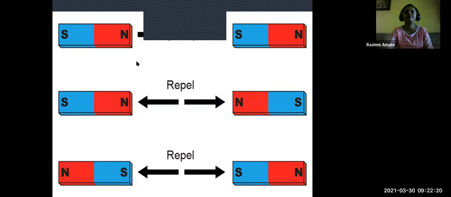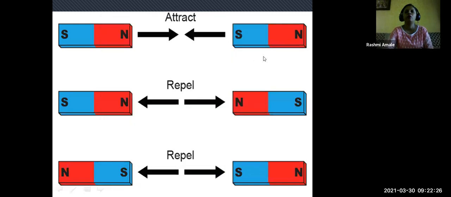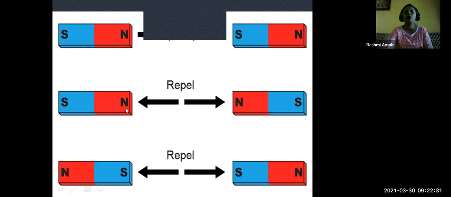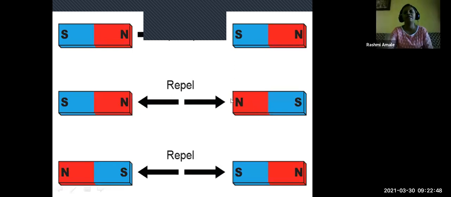So here again there is a clear picture which is telling you north and south. North and south, they will attract because they are unlike poles. North and north. Who will tell me, north and north are like or unlike? Come on, tell me. North and north. Are these like or unlike? North and north, same type of pole. So are they like or unlike?